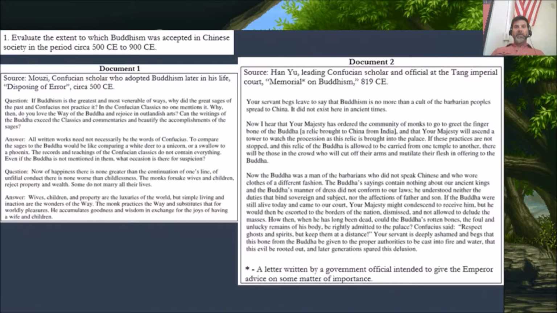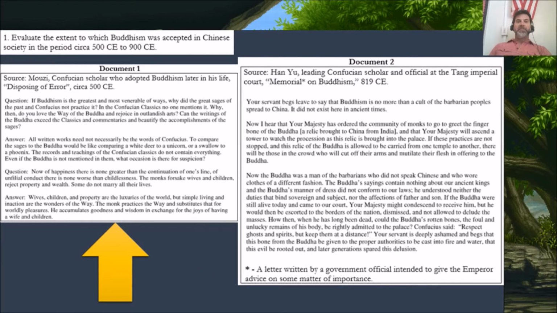Now, the documents themselves for this DBQ, there are 4 of them. Document 1 is by Mouzi, a Confucian scholar who adopted Buddhism later in his life. This is a book called Disposing of Error, circa 500 CE. He was a Confucian scholar, and in this book, he presents a dialogue. The questions are meant to be criticisms of Buddhism from a Confucian perspective. Then the answers are from a Buddhist perspective, essentially defending Buddhism from these critiques and disposing of the error of Confucianism. So this generally shows a willingness to defend Buddhism and essentially how to do it.